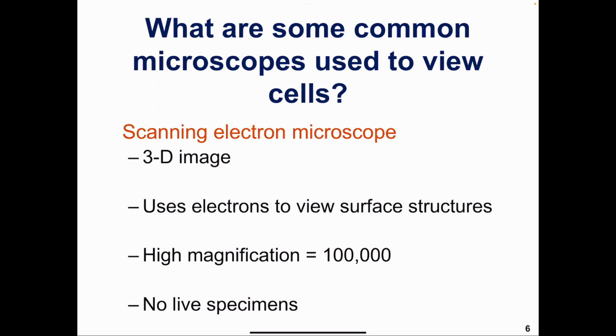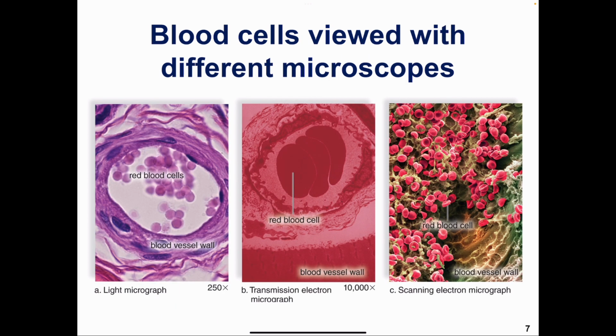Everything else is very similar to the transmission electron microscope in terms of using an electron beam to observe the object and being able to increase the magnification up to 100,000 times. Now we have 3 micrographs here. A micrograph is a picture that we take with a microscope.